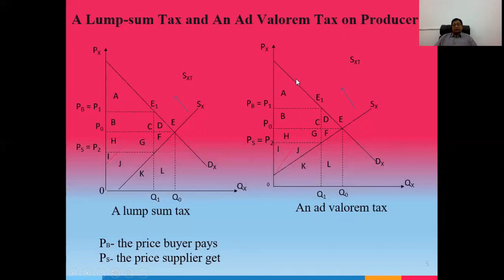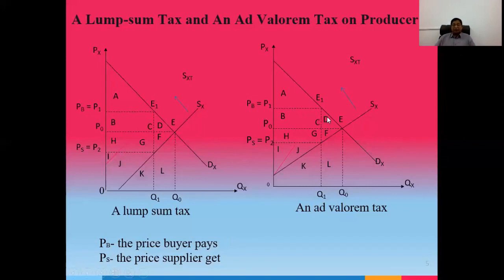Consumer surplus is given by the area A. The reduction in consumer surplus is given by the area B, C, D. Producer surplus is given by the area I plus J. Then the reduction in producer surplus is given by the area H plus G plus F. Then the deadweight loss or social cost of this policy is given by minus D minus F.